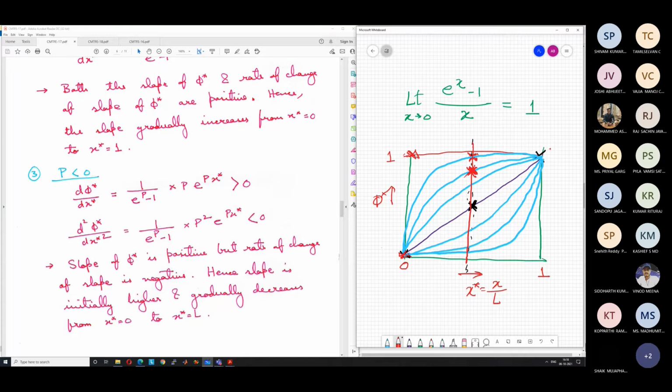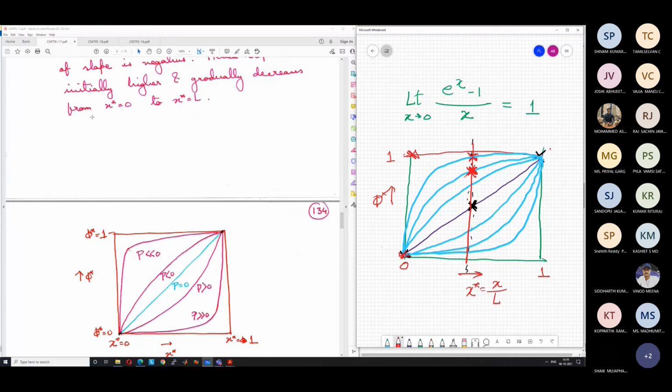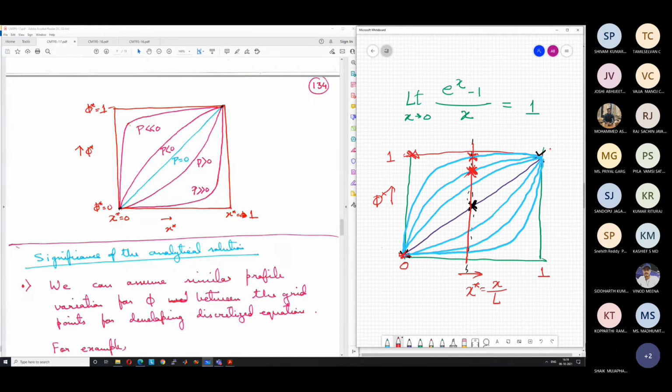How does the variation look like? Yes, sir. Okay. So this is what I have drawn here. If x star goes from 0 to 1, if Peclet number p is equal to 0, you get the straight line, a linear variation, which means a diffusion dominated problem.